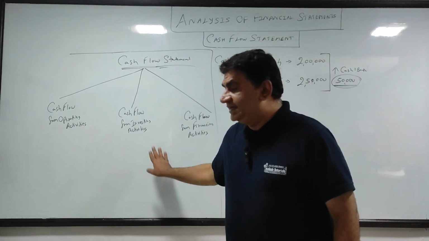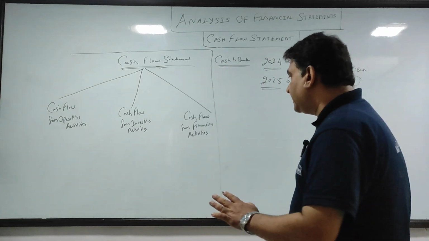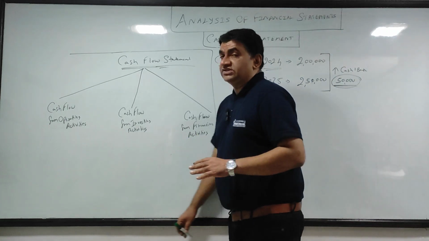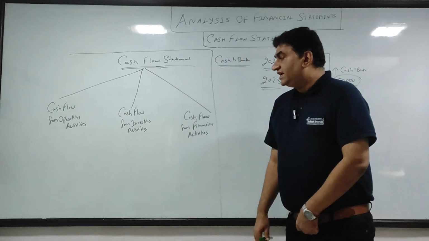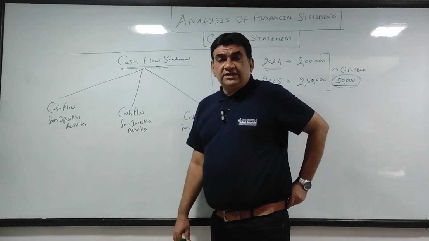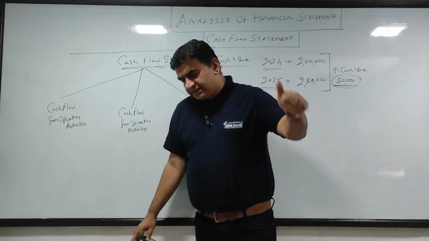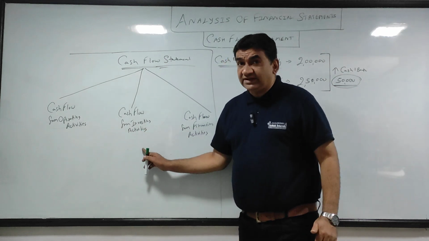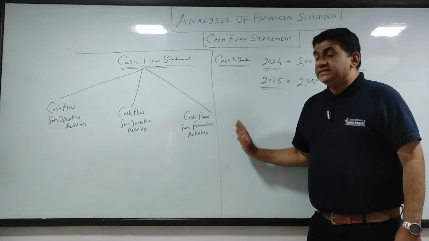The same chapter is there in degree college, but as far as your SYJC level is concerned, it is very basic. Got it? So first part, operating activities. Second part, investing activities. And now the third part, that is financing activities.